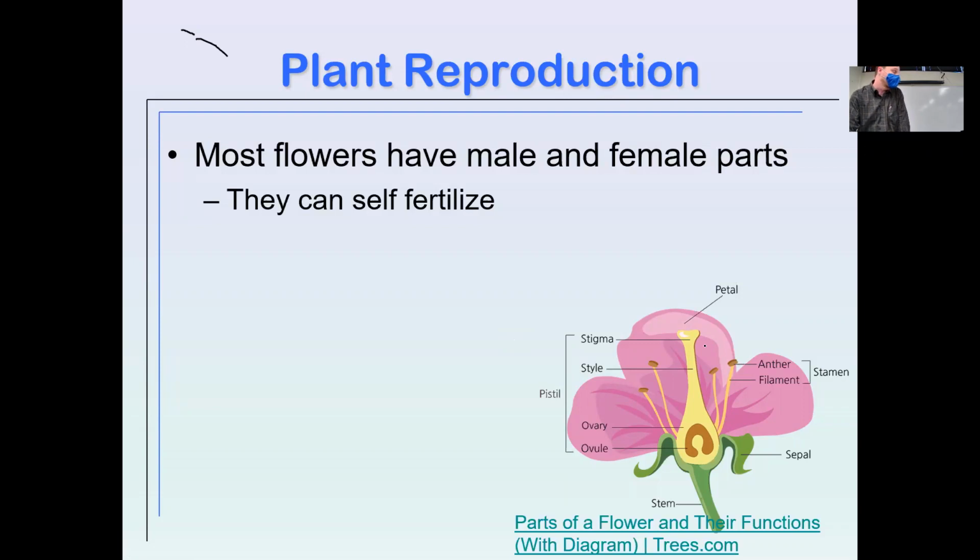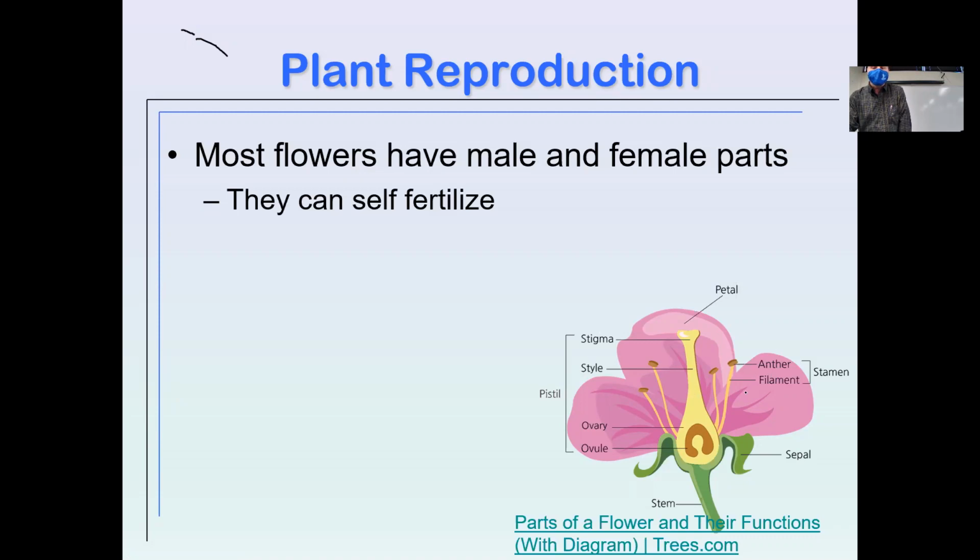Most flowers do, not all. Some species will have male flowers and female flowers. Sometimes entire plants will have only male flowers, and entire plants will have only female flowers. Sometimes they'll have them at different locations. Corn plants, for example, have male parts and female parts at different locations on the stalk.